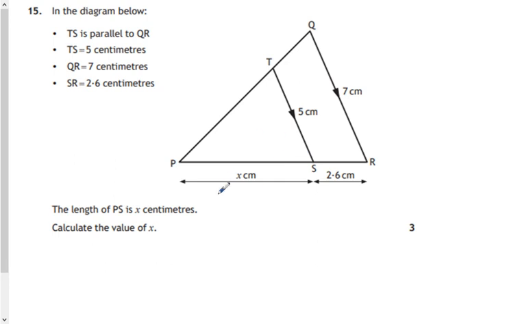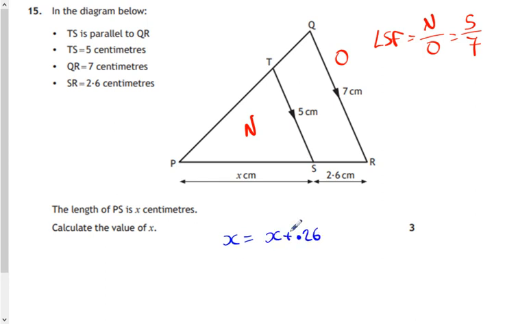Now, x is the length of the smaller triangle's base. But the larger triangle's base also includes that, so it's x plus 2.6. So I'm going to call the smaller triangle our new and the larger triangle the old. And our linear scale factor is new over old. So that gives us 5/7. So if we want to apply that, that means that x is equal to (x plus 2.6) times 5/7.